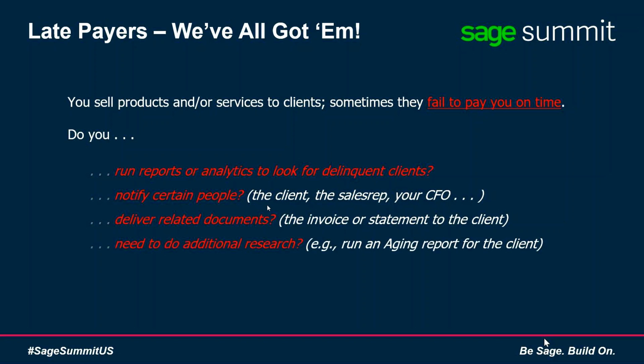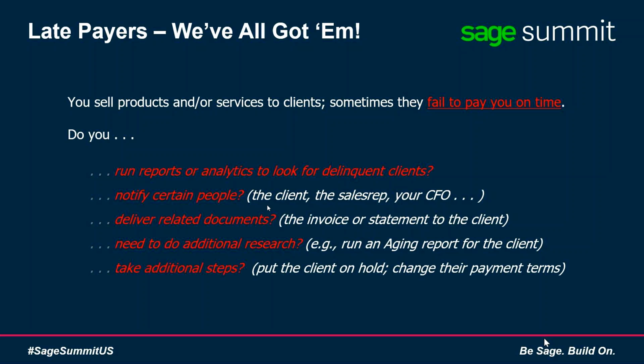Sometimes is it necessary for you to do additional research? If a client is past due, you might want to run your AR aging report for that client and deliver that report to your sales rep who manages that client's account, or maybe even to your CFO. And finally, do you need to take some additional steps? If a client is past due, maybe what you need to do is put them on credit hold until they've paid off their existing debt. Or perhaps you need to change their payment terms, requiring them to pay in advance for any future orders.